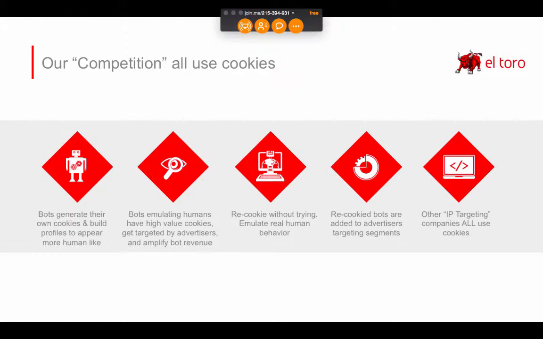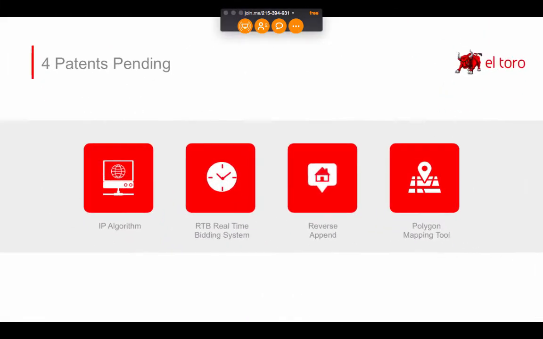And there are some other companies that claim they are doing IP targeting. They use IP addresses with some of their targeting schema, but at the end of the day, they're actually matching cookies to that IP data. So, we take great pride in the fact that we are 100% cookie free. And in addition to being cookie free, we have 4 patents pending. A lot of other online companies will say that they're different with a lot of technical jargon and confusing products, but we are actually different. So we have 4 patents pending.